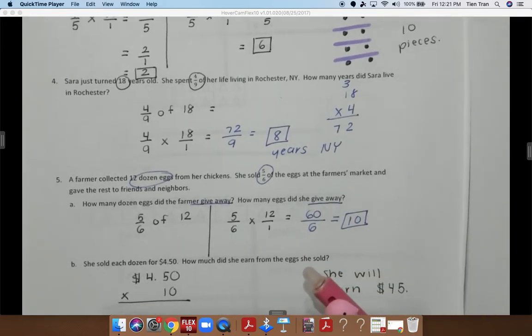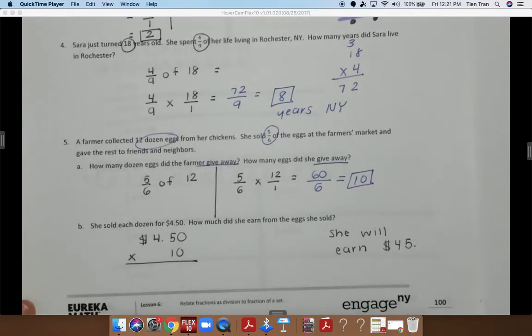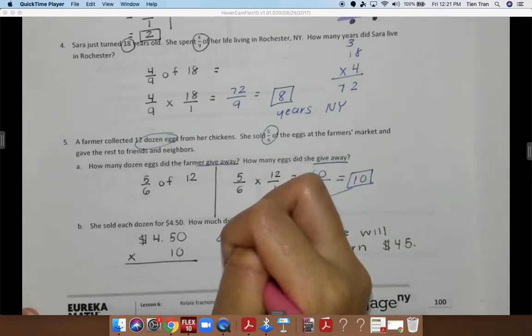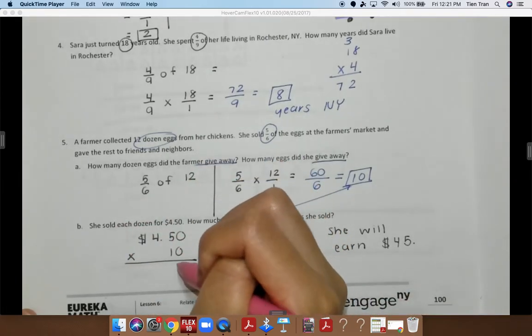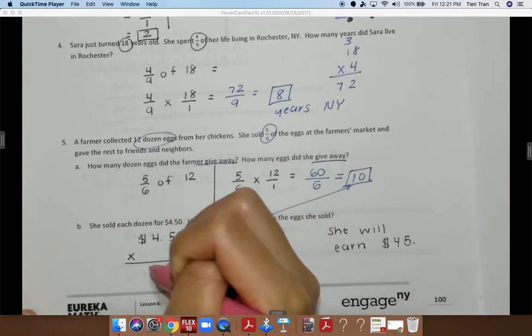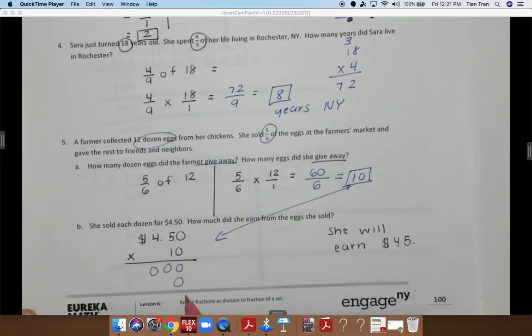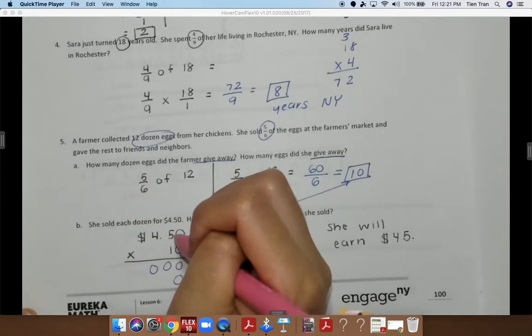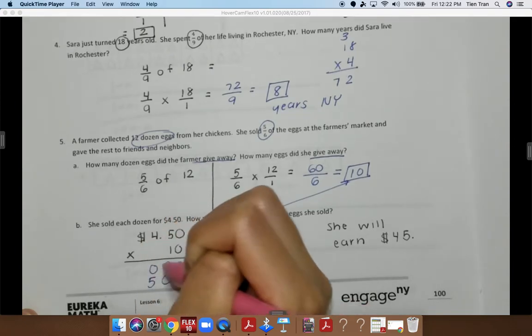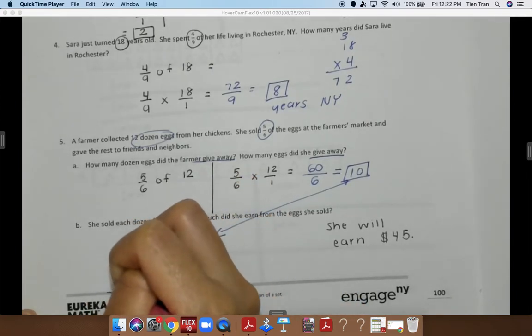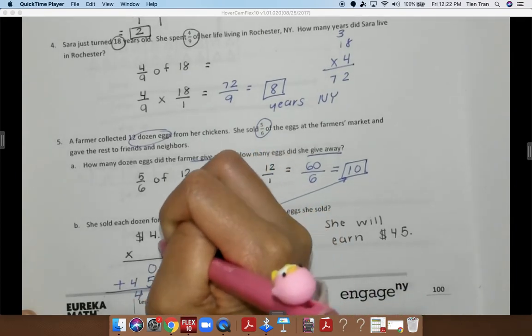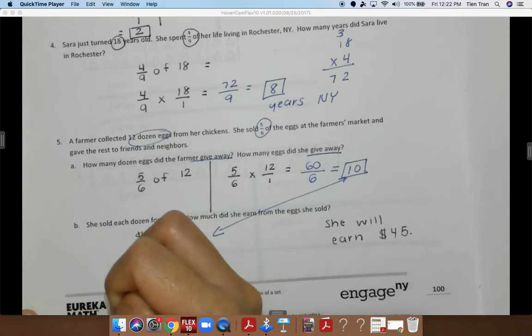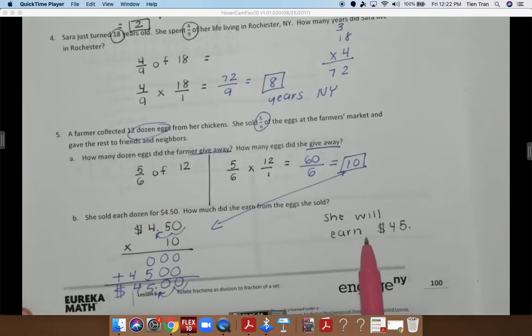For problem B, she sold each dozen for $4.50. How much did she earn from the eggs she sold? So the 10 comes from right here. I'm going to multiply that number. 0 times 0 is 0. 0 times 5 is 0. 0 times 4 is 0. Bring down a 0 because you're multiplying your tens place. 1 times 0 is 0. 1 times 5 is 5. And 1 times 4 is 4. Add everything together. You get 0 plus 0 plus 5 plus 4. Move your decimal over twice. So how much is she going to make? She is going to earn $45.